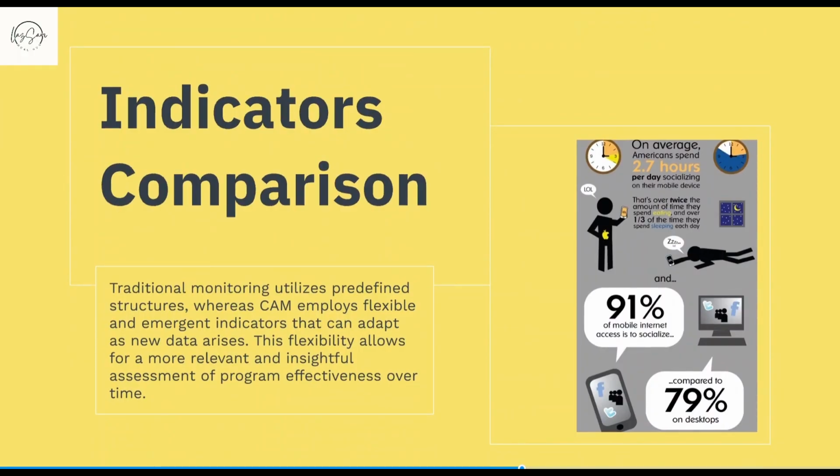Indicators comparison. Traditional monitoring utilizes predefined structures, whereas CAM employs flexible and emergent indicators that can adapt as new data arises. This flexibility allows for a more relevant and insightful assessment of program effectiveness over time.